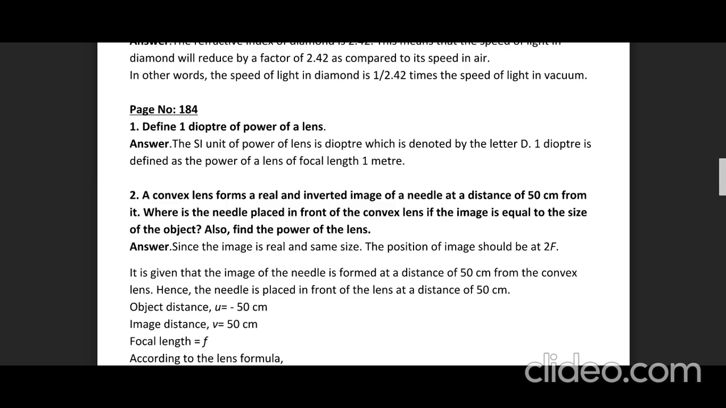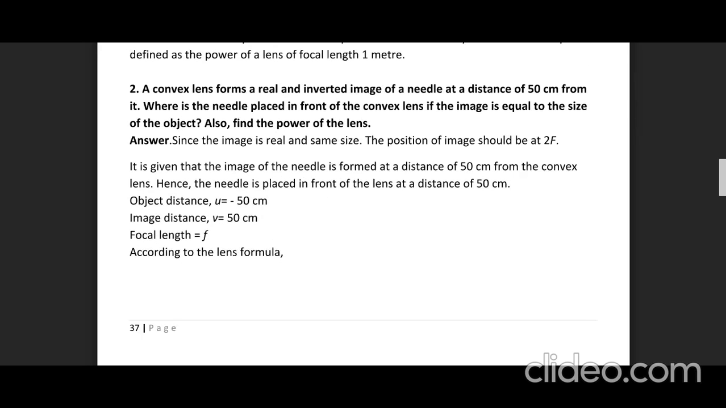So the SI unit of power of lens is diopter, which is denoted by the letter capital D, and one diopter is defined as the power of the lens of focal length 1 meter. One diopter power तब होगी जब उसकी focal length 1 मीटर होगी, क्योंकि पावर का फॉर्मूला होता है P is equal to 1/f. इसमें focal length आपने हमेशा meters में लेनी है. Either it is given in centimeters, you have to convert it into meters first.